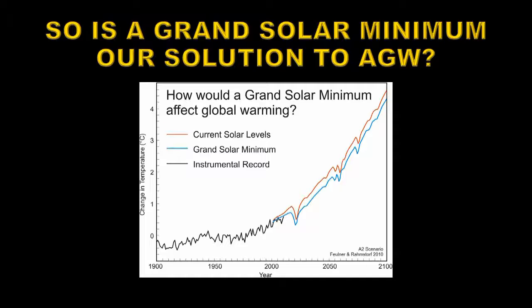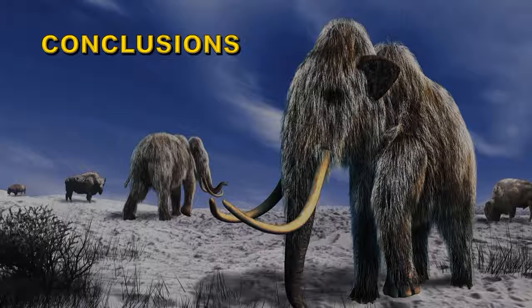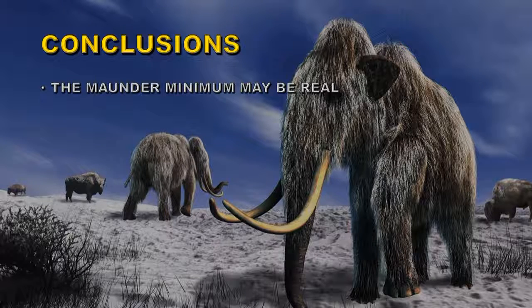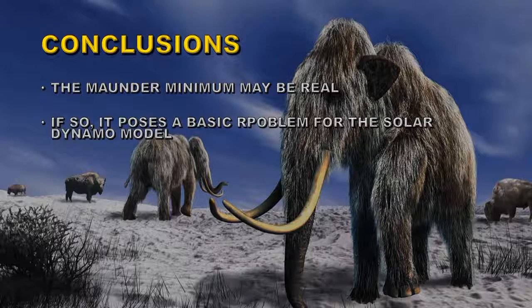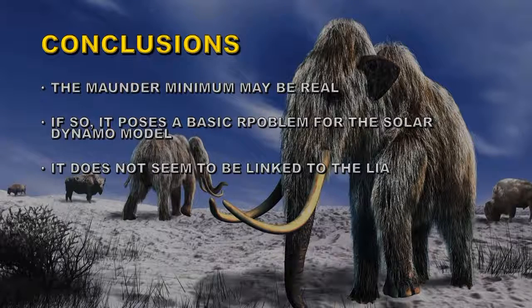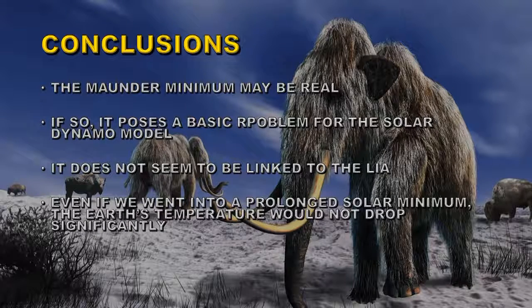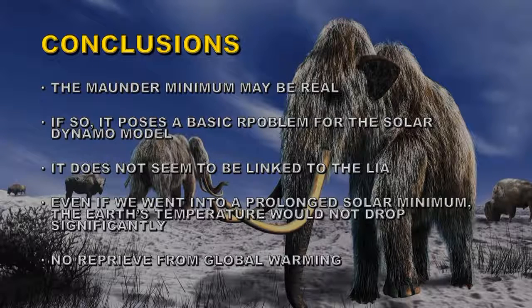Well, let's draw some conclusions from what we've heard. The Maunder minimum may or may not be real, although it seems likely that it is because there seem to be previous examples of it. It's probably just not very well understood by us as yet. If so, it poses some very basic problems for the solar dynamo model, which we have yet to solve. It does not seem to be linked to the Little Ice Age, and even if we went into a prolonged solar minimum, the Earth's temperature would not drop significantly, and therefore it is no reprieve from global warming.